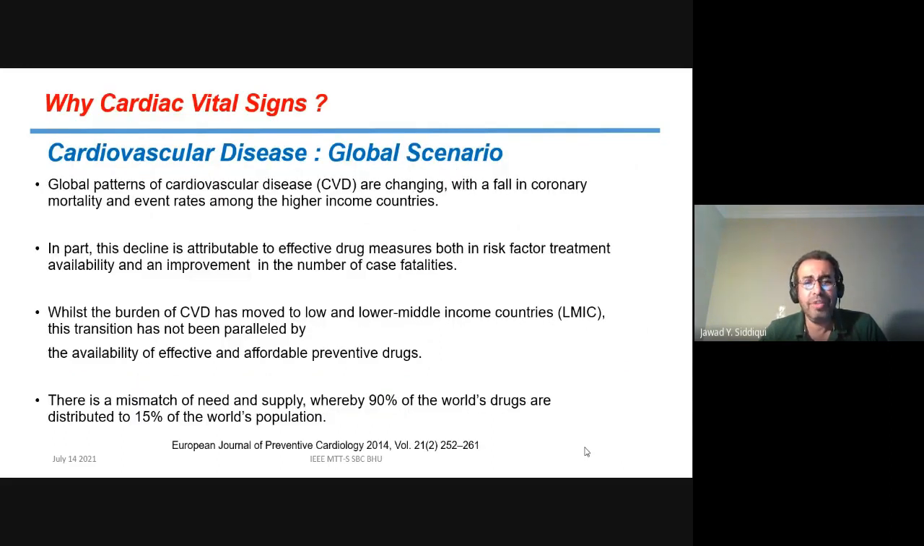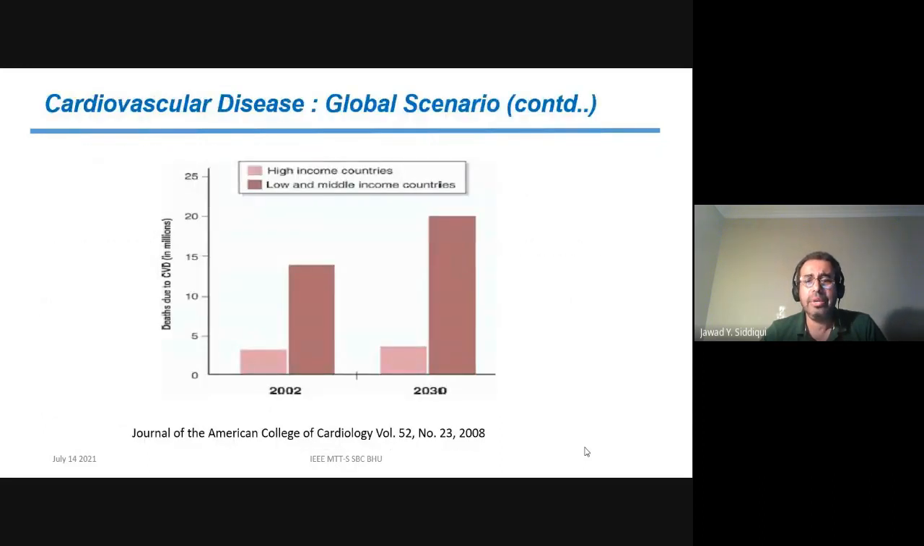So again, why cardiovascular diseases? We all know the global patterns of cardiovascular disease, with coronary mortality and event rates among higher income groups. CVD is a global disease. And if you see by 2030, the difference between high income countries and low income countries, the deaths due to CVD are going to be in the millions, and that's really, really alarming.